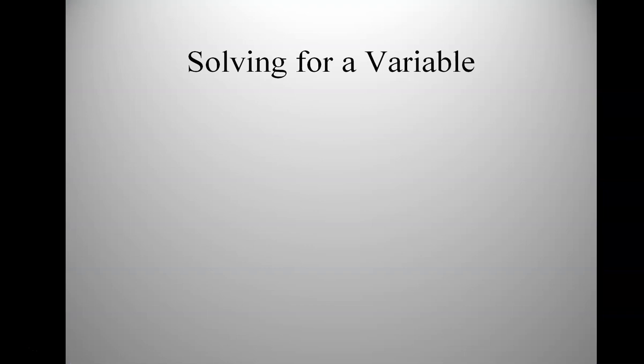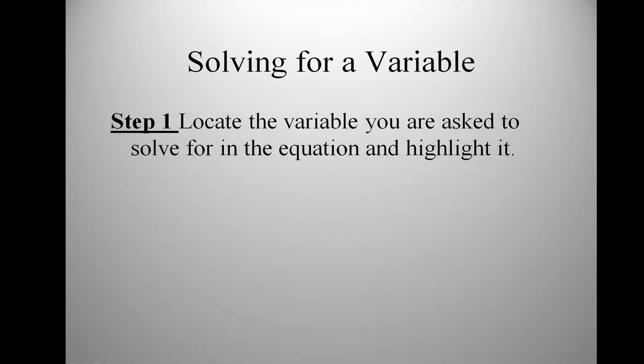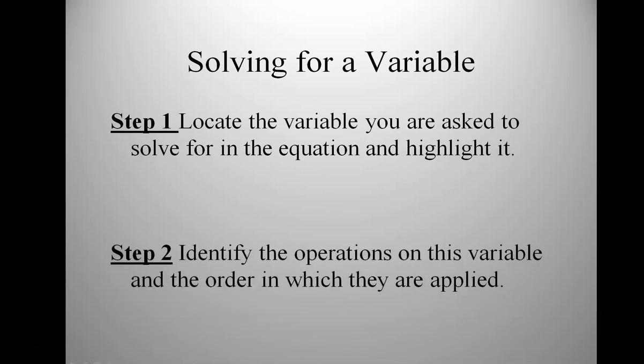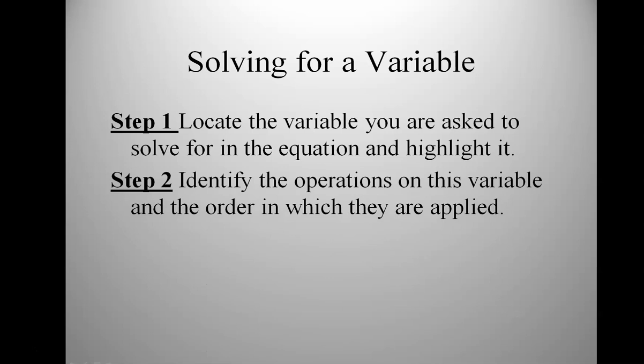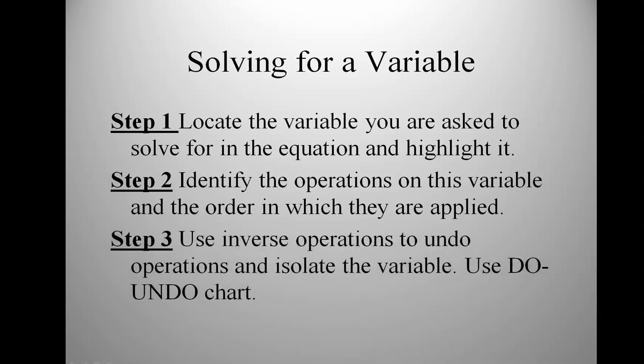So let's take a look at the steps. Step 1, locate the variable you are asked to solve for in the equation and highlight it. Step 2, identify the operations on this variable and the order in which they're applied. Step 3, use inverse operations to undo operations and isolate the variable. That's how we're going to use our do-undo chart.